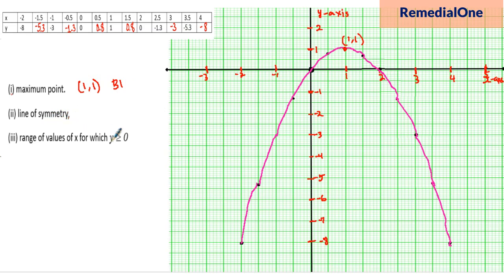The line of symmetry, which is going to be right here. So you have to draw a line. So we can draw a line very nicely. And this is crossing the x-axis at 1. So here x is equal to 1. This also gives you a bonus point.